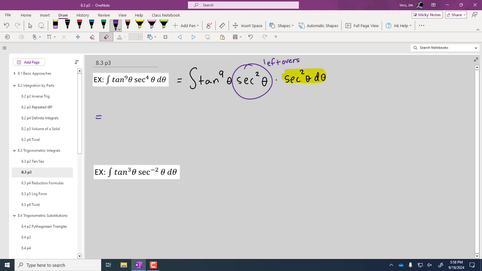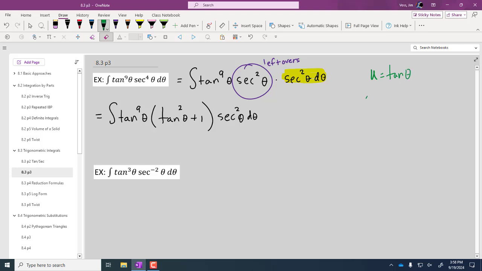So let's convert those to tangents. We're going to have the integral of tangent to the 9th of theta, and then secant squared is tan squared plus 1. Secant's the hypotenuse on that triangle I keep drawing: secant there, tangent and 1. So tangent squared theta plus 1, and then secant squared of theta d theta. Now we're ready for our substitution. We're going to let u be tangent.